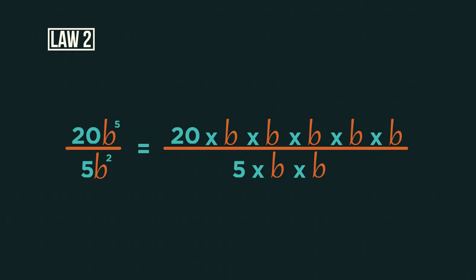Just as you do when you simplify fractions, we can cancel down our numbers and our letters. So we cancel the 20 and the 5 to become 4, and we start by cancelling out the b's. So to divide indices, we divide the numbers and we subtract the powers.